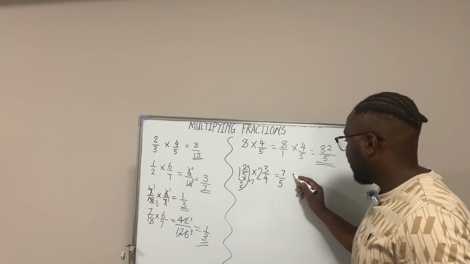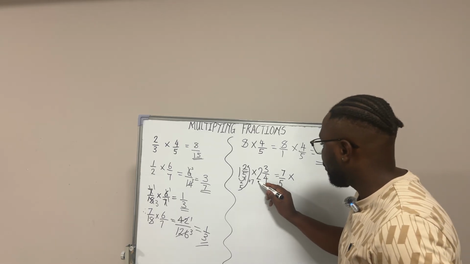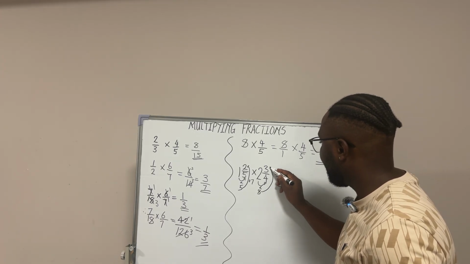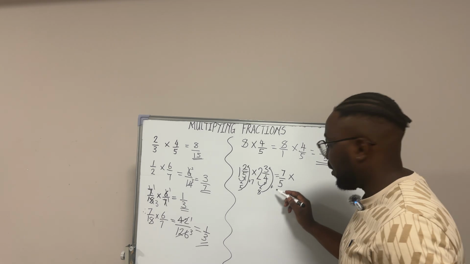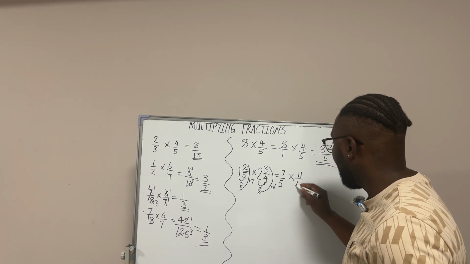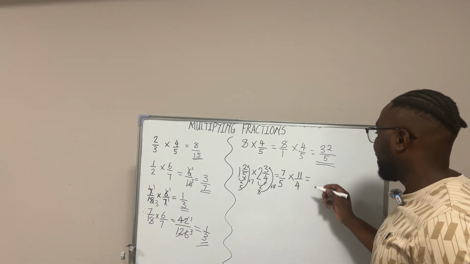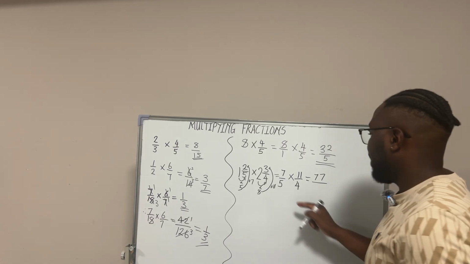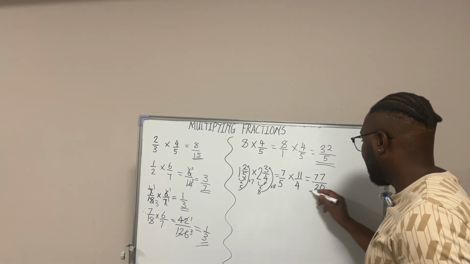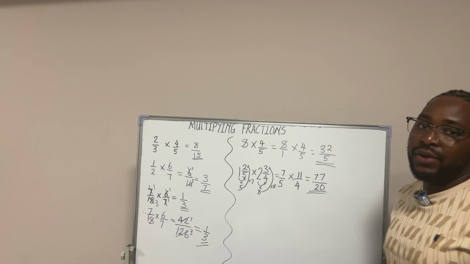Let's now deal with our second mixed number. 2 multiplied by 4 is 8. And 8 plus 3 is 11. Remember, we keep our denominator. So it will be 11 over 4. And now we can just multiply. 7 multiplied by 11 is 77. And 5 multiplied by 4 is 20. We can't simplify this fraction. So this is our answer right here.